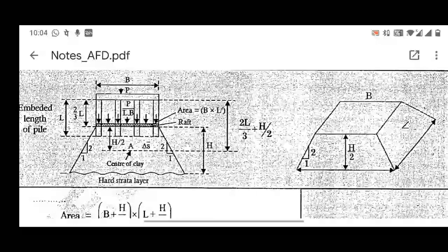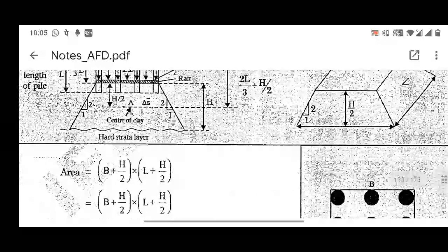So in the horizontal direction, it will be h by 4 in this direction, and h by 4 also in that direction, right? So the total is B plus h by 4 plus h by 4. So this is B plus h by 2, right? So B plus h by 2 will be this dimension, and similarly we'll have L plus h by 2 in the y direction. Now is it clear?